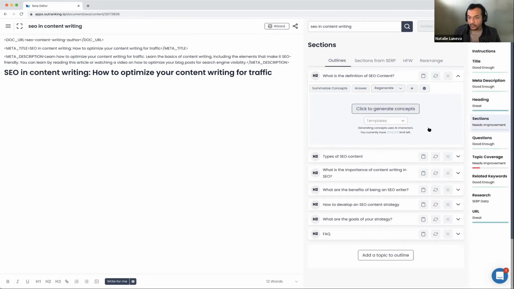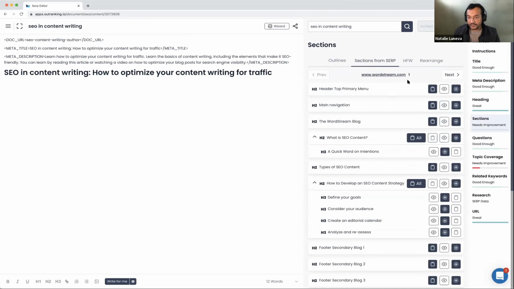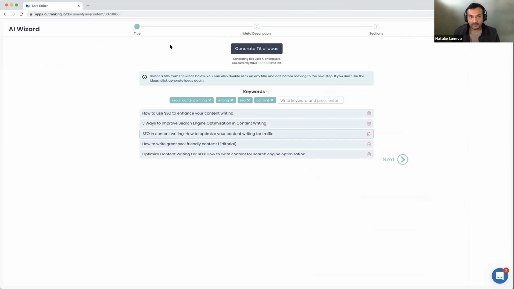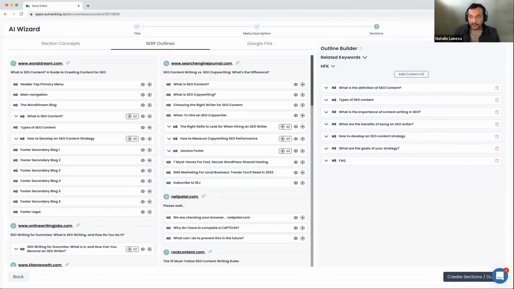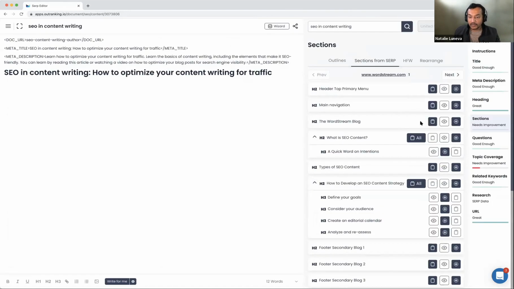Let's not move on, we've already seen this. So let's go to sections from SERP. Now, sections from SERP is essentially the same information that you saw here, but right beside your outline. So if you think you missed something or you needed to add a little more meat or depth to your content and you don't want to go to AI Wizard, you can quickly glance through all of this information. And if you need to add anything, you can add that into your outline.